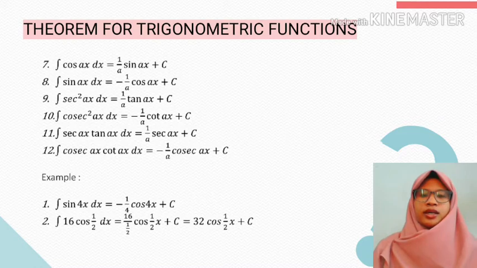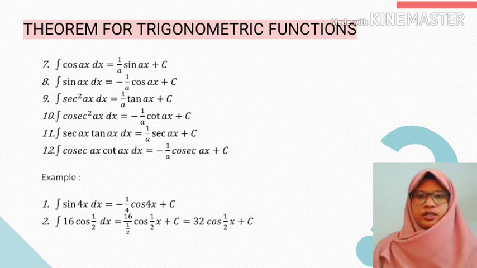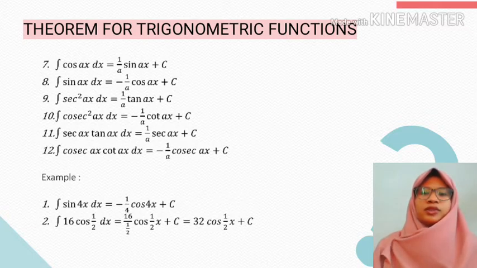In this theorem, a is a constant, so to evaluate the integral related to this theorem, we just need to add 1 over a in front of the trigonometric function. For example, 1. Integral of sin 4x dx is equal to negative 1 over 4 cos 4x plus c. 2. Integral of 16 cos (1/2)x dx equals 16 over 1/2 cos x over 2 plus c, which equals 32 cos (1/2)x plus c.